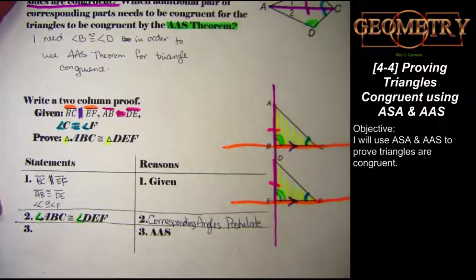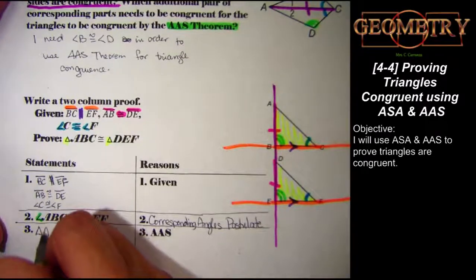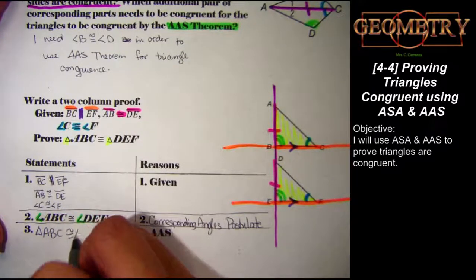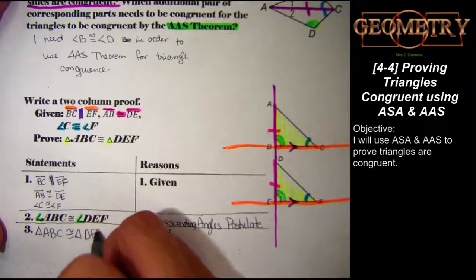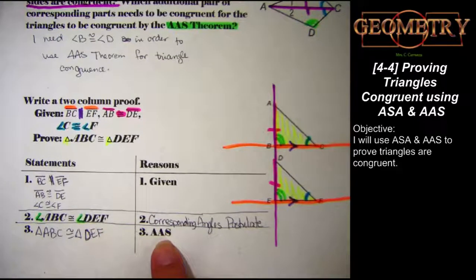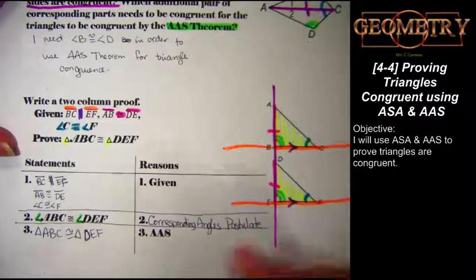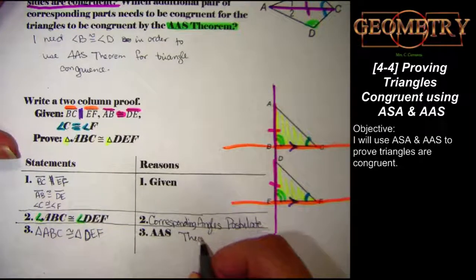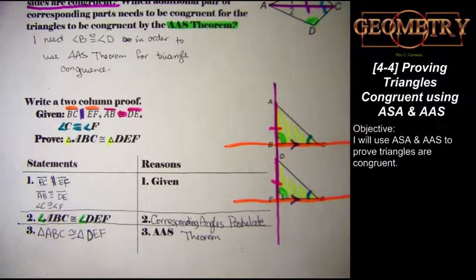And now by angle, angle, side, we can say that triangle ABC is congruent to triangle DEF. You're absolutely right. We can say that from the angle, angle, side theorem. Please add the word theorem. I don't know why it was left off. Because the conclusion of the theorem is triangles are congruent.